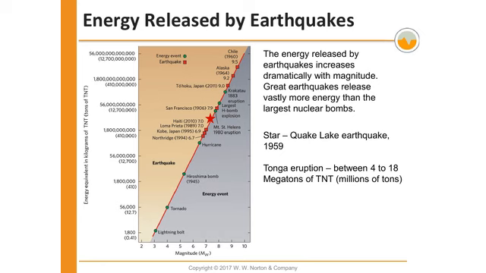showing immense power. Visualize this with the Quake Lake earthquake in 1959, represented by a star on the graph, offering a reference point for understanding energy release scale. Additionally, note the Tonga eruption here, releasing energy between 4 to 18 megatons of TNT. Further contextualizing natural events' energy potential compared to man-made ones. Understanding these comparisons highlights the significant impact of earthquakes in terms of energy release.